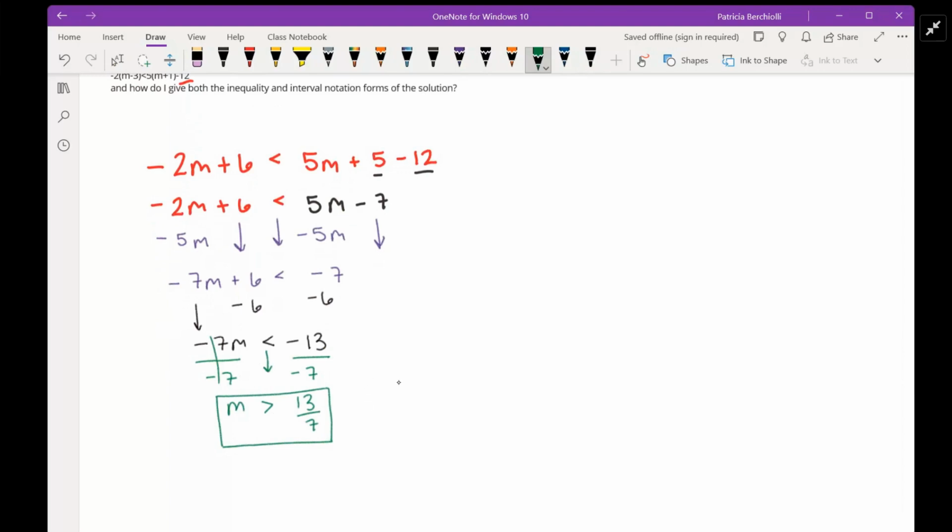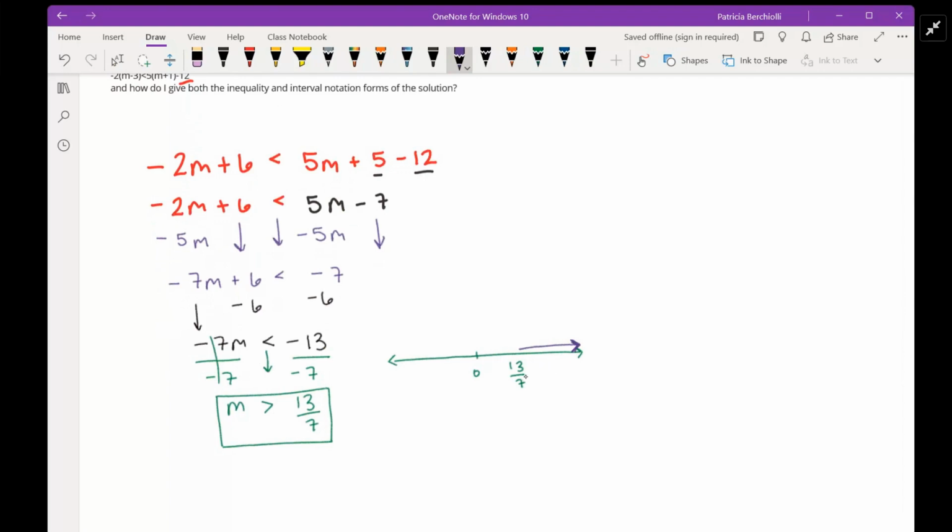In interval notation, if it helps, you could draw a number line. I'm going to just put a 0 in the center there. 13/7 is bigger than 0, so that's going to be to the right. Now, greater than, it goes in the direction towards the right. We want everything greater than 13/7, so that's to the right, greater than.